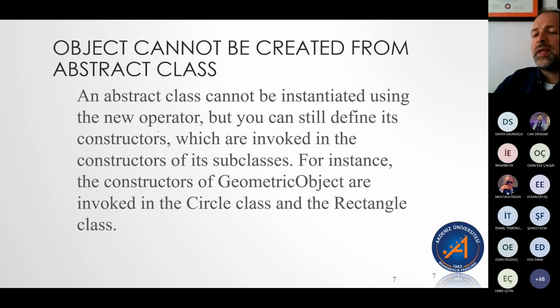We can still define constructors. Even though we can't create a new object of that type, we can still have a constructor that does certain things when an object of its type is created, that is, when a child object is created. Then that child object would call its constructor using the super keyword. We talked about that when we covered inheritance a couple of weeks ago.